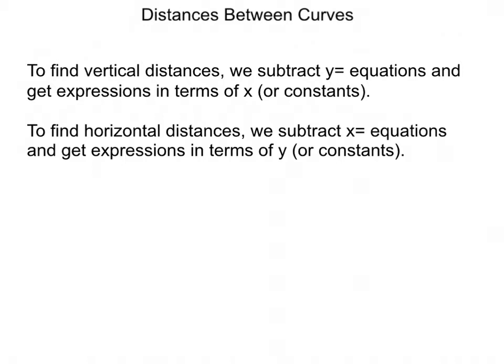Now again, if you've been up to date on everything we've done so far, this should make sense. If you've been struggling, write these two things down and get them memorized. When you want a vertical distance, you're working with y equals equations, and it's in terms of x. If you want a horizontal distance, you subtract x equals equations, and they're in terms of y. I've got 6 examples coming up in the next 2 slides that I hope will clarify this. So let's go take a look.